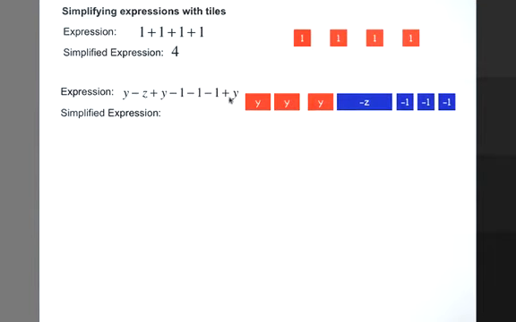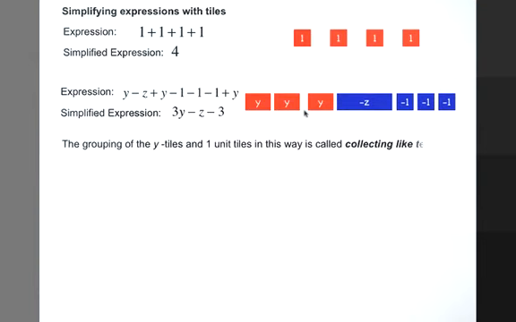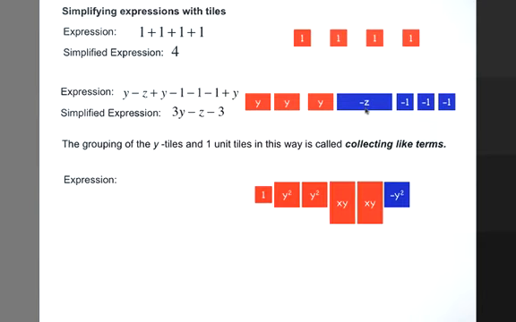We can simplify the expression. We organize like terms, and we get 3y, seen here, minus z minus 3. There's our simplified expression. The grouping of the y tiles and the 1 unit tiles in this way is called collecting like terms. We collected the y's together, the negative units together, and the negative z. Take this moment to simplify this expression.